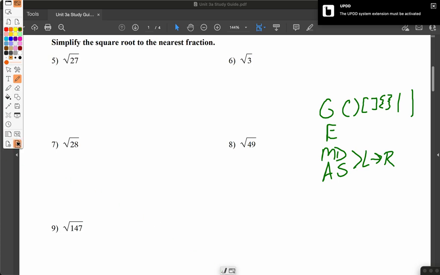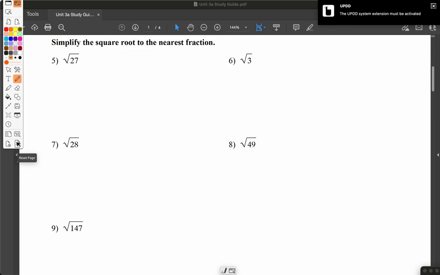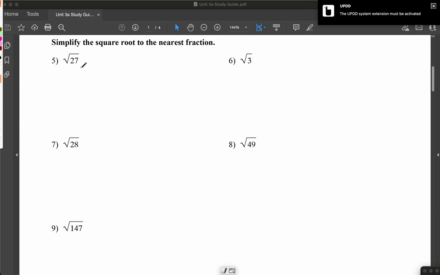Let me clear this off and ask, how do we simplify a square root to its nearest fraction? We'll go ahead and do number 5. The first thing we do is ask, what are the two perfect squares, one less than that number and one greater? The lesser one is 25, the greater one is 36. So that tells us this answer is between 5 and 6, and it's going to be closer to 6. So our final answer is going to have 5 something.